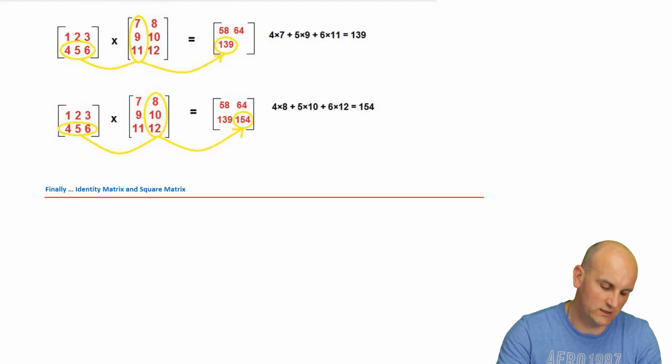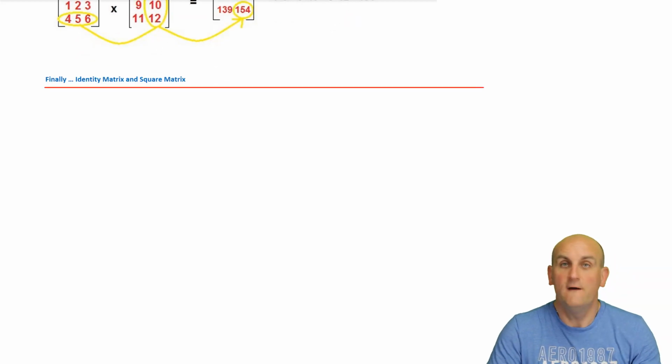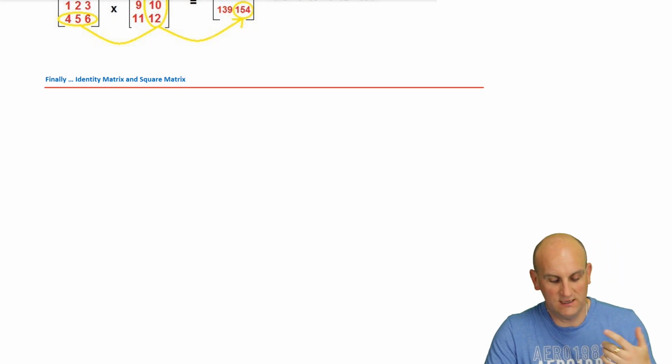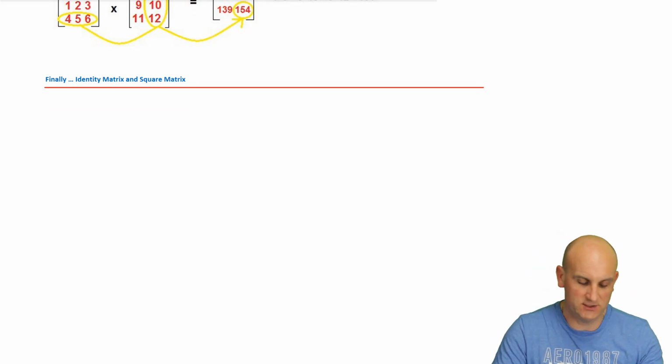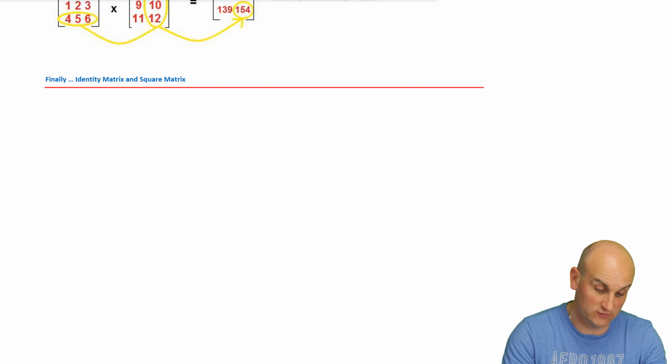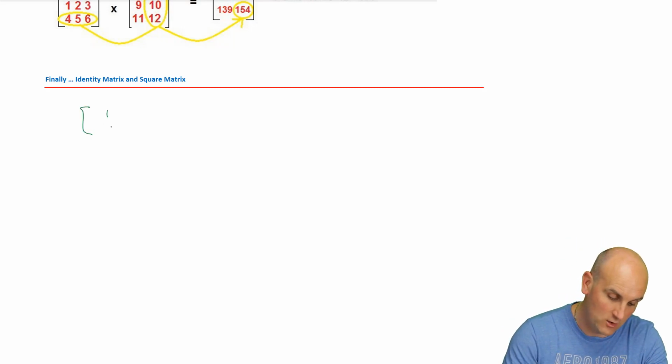Multiplying matrices is actually quite useful, and matrices itself. Finally, before I finish this video, we need to look at an identity matrix and square matrix. Well, the first thing is a square matrix is literally that. It is a matrix that is square.